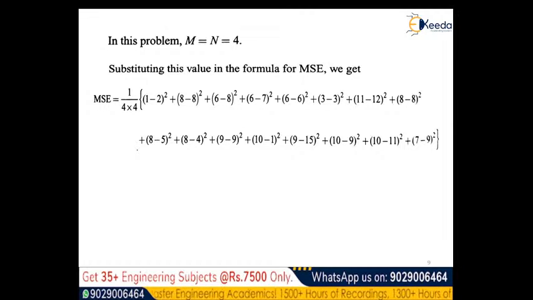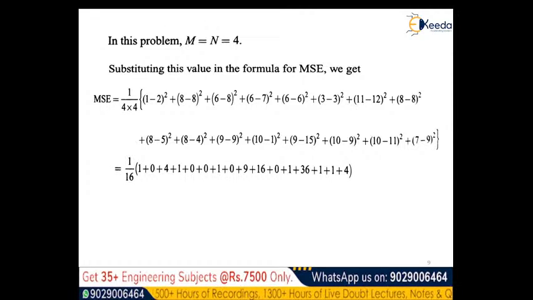So now if we simplify this computation, in the next line 1 upon 4 by 4 we can replace by 1 upon 16, and inside the curly bracket the computation of the differences and further squares of the same will lead us to 1 plus 0 plus 4 plus 1 plus 2 times 0, then 1, 0, 9, 16, 0, 1, 36, 1, 1, 4 for each of the differences squared in the above step.